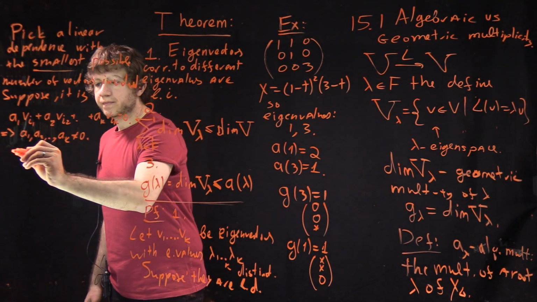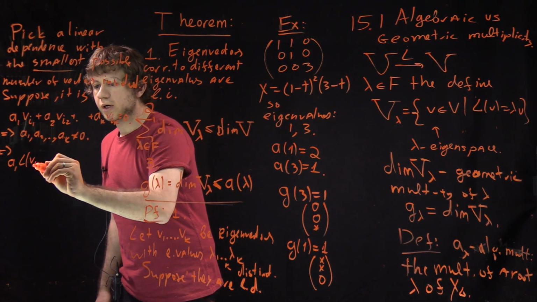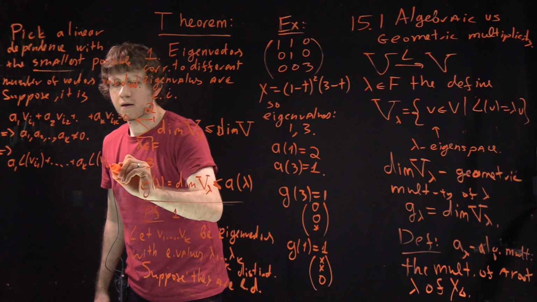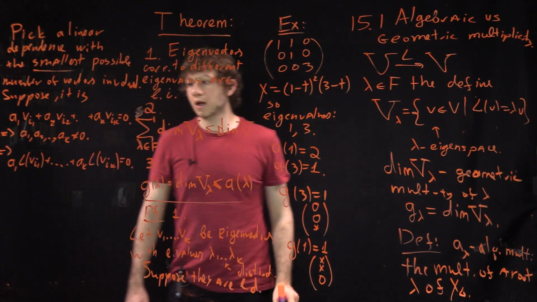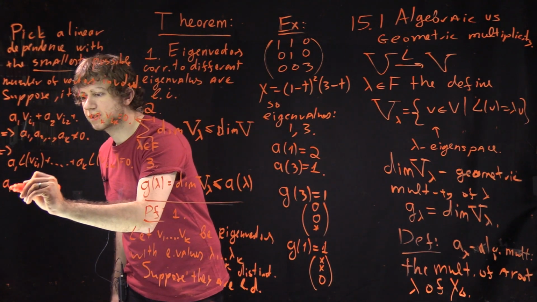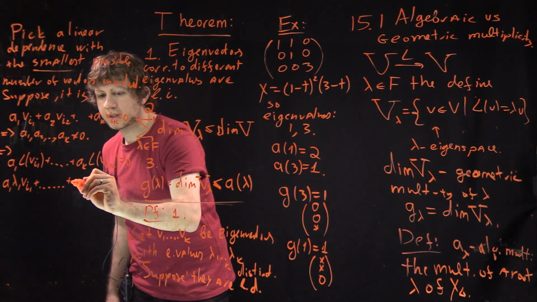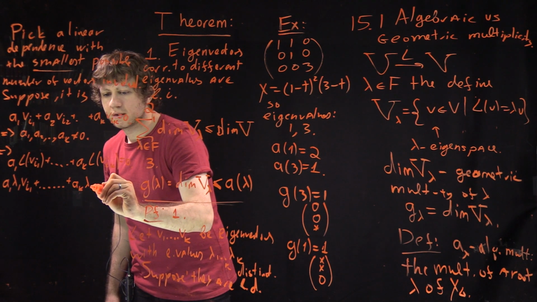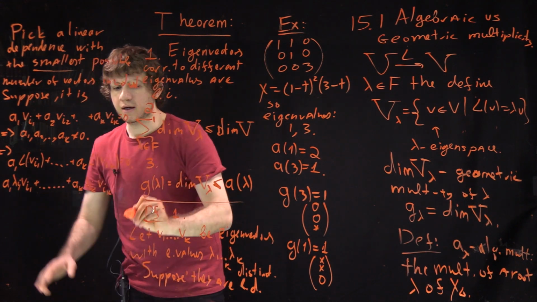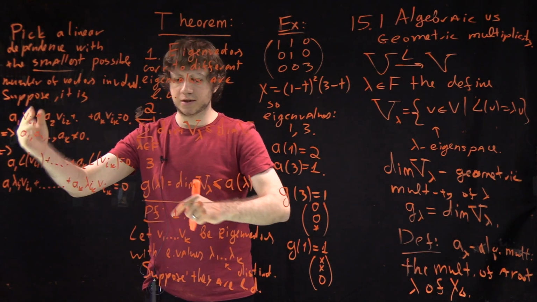Perfect. So then we can apply the linear map L, because it's linear, and we get that a1 L of v_i1 plus and so on plus ak L of v_ik equals 0. But that's really easy to compute because we know that these are just rescalings: a1 lambda_i1 v_i1 plus and so on plus ak lambda_ik v_ik equals 0. So interesting, we have a linear dependence and we have another linear dependence.